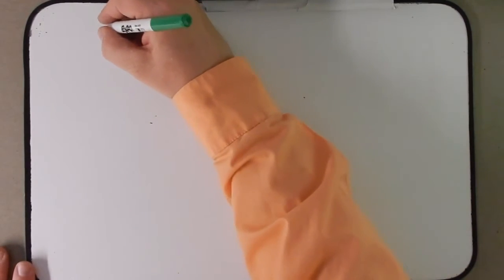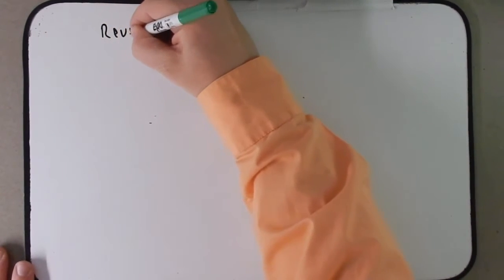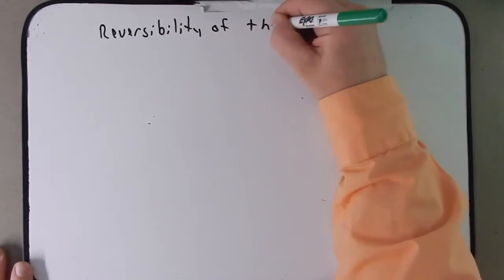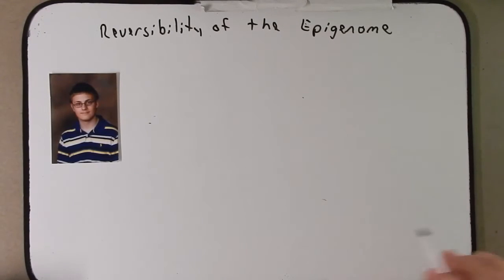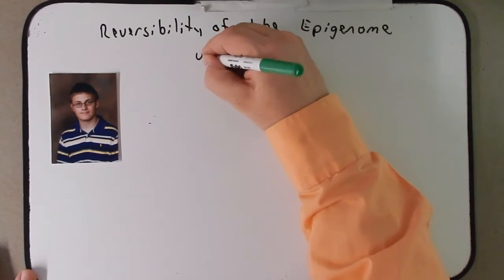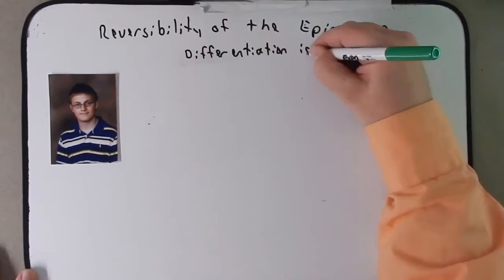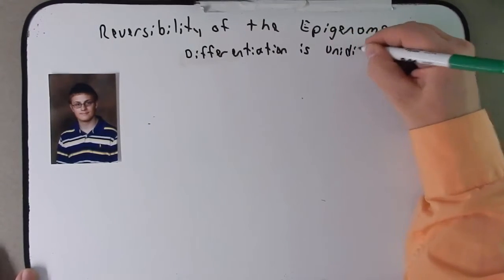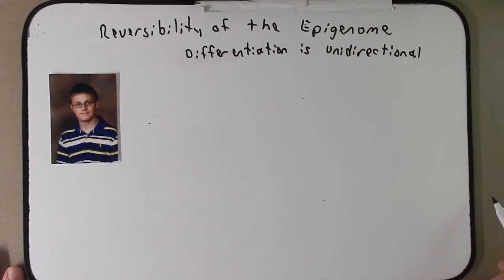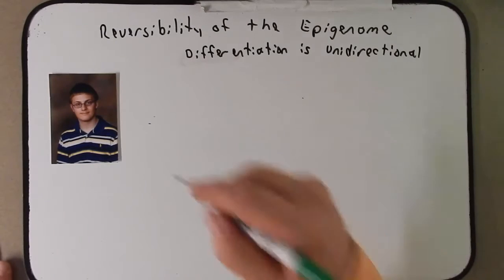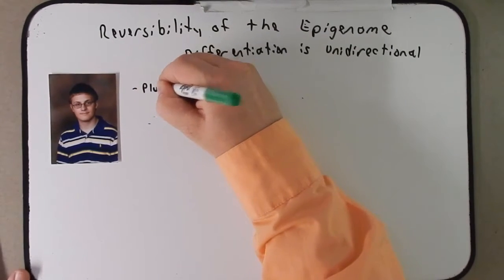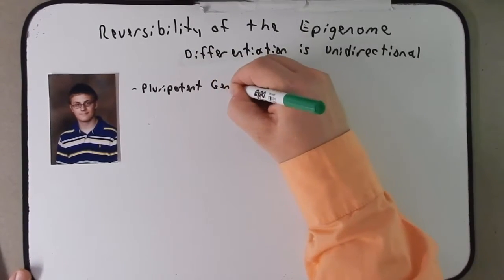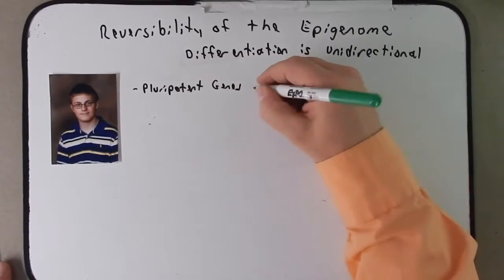In this podcast we're going to focus on the reversibility of the epigenome. If you remember, last time I showed a picture of my son and I said all of his cells are for the most part differentiated except for his stem cells. And I said this mantra, differentiation is unidirectional. So his cells could not go back to being an embryonic cell because his pluripotent genes, those that maintain the pluripotent state, are off.